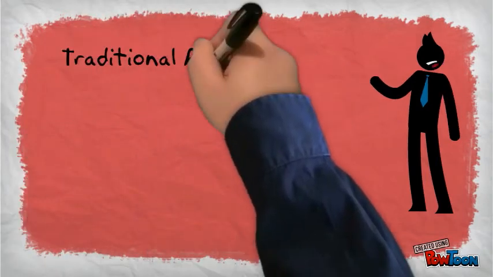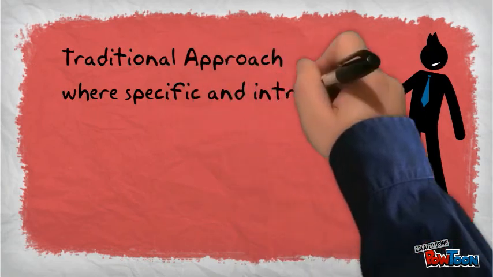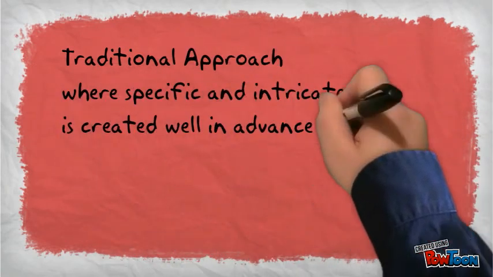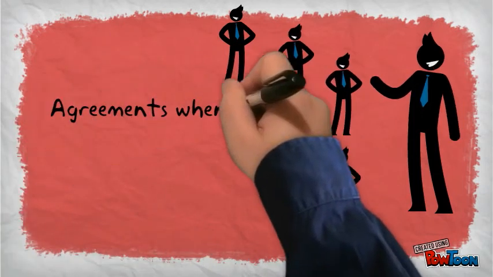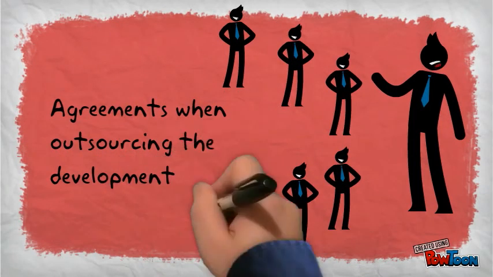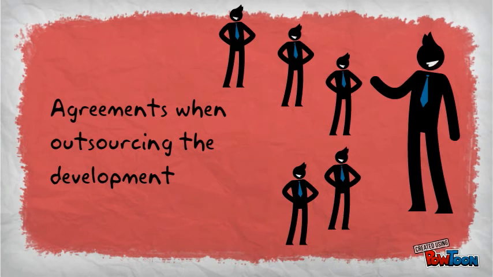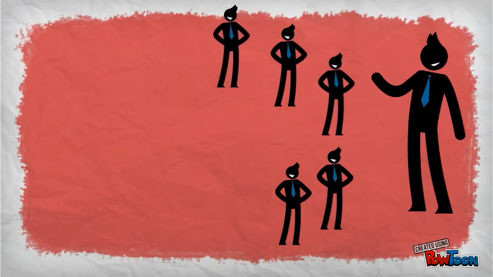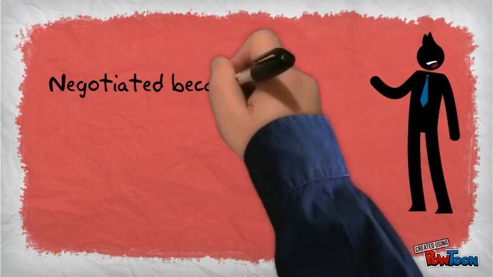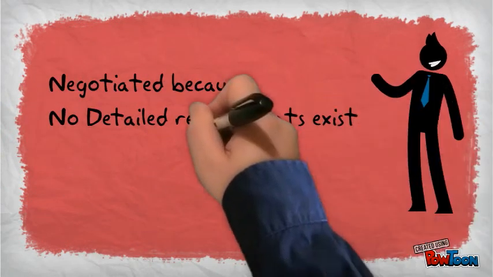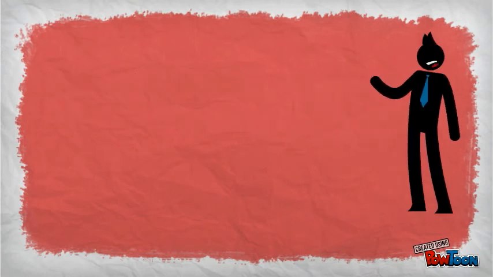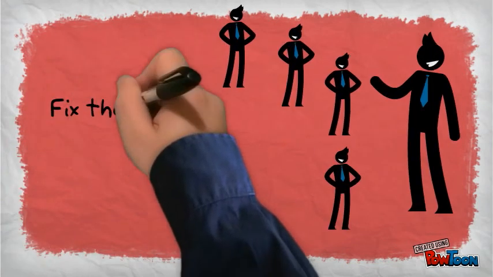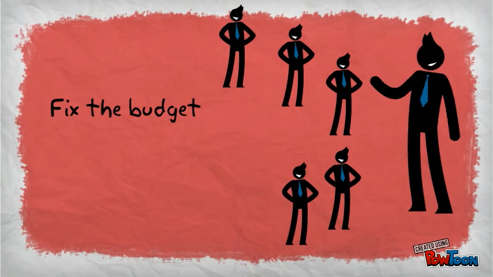Compare this to the traditional approach where specific and intricate detail is created well in advance. One significant issue with Agile methods is how to construct agreements when outsourcing the development. Traditionally, a strict set of detailed requirements together with the total cost and time for completion is negotiated. When using Agile methods, no detailed requirements exist. They emerge during development. A common solution to this dilemma is to fix the budget and time and allow the requirements to change. Once the budget and time is exhausted, then the current solution becomes the final solution.